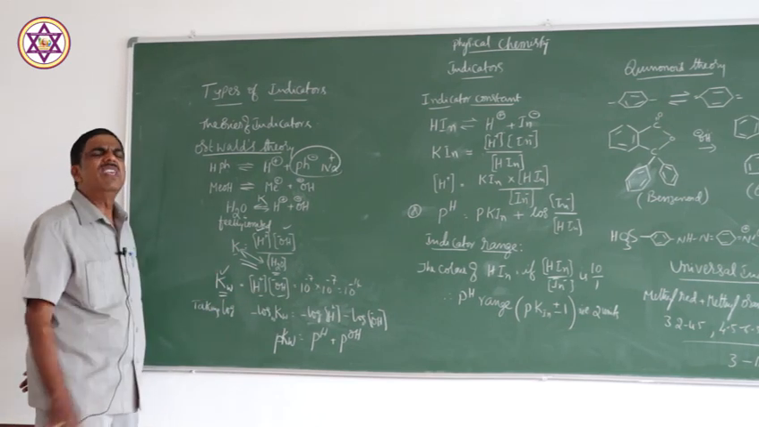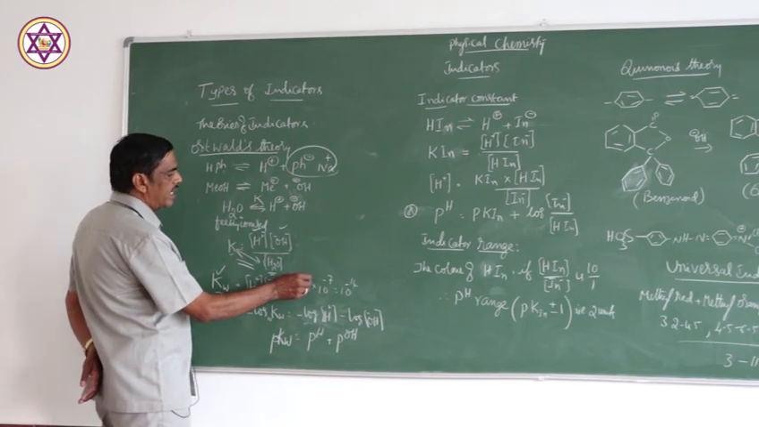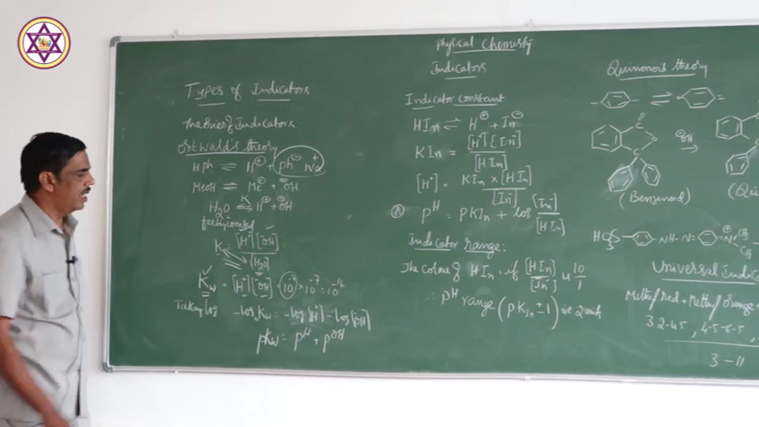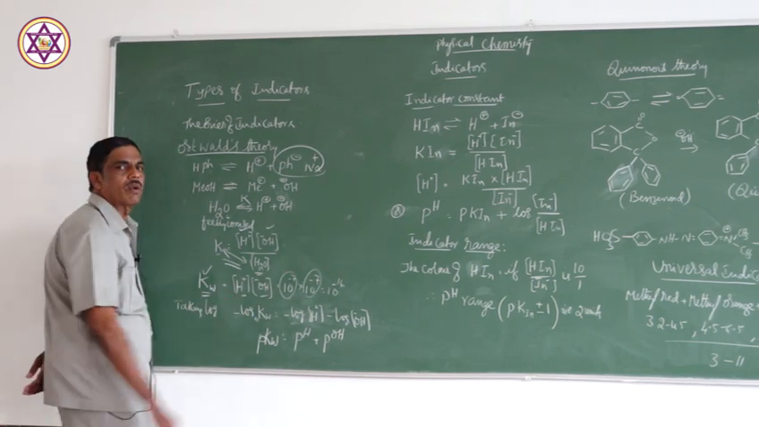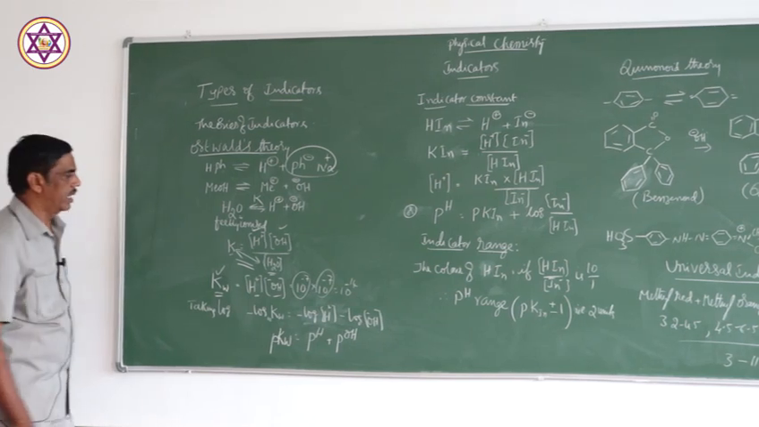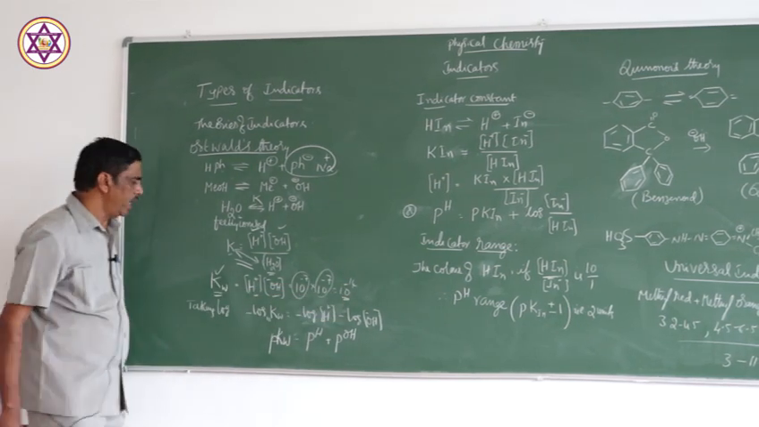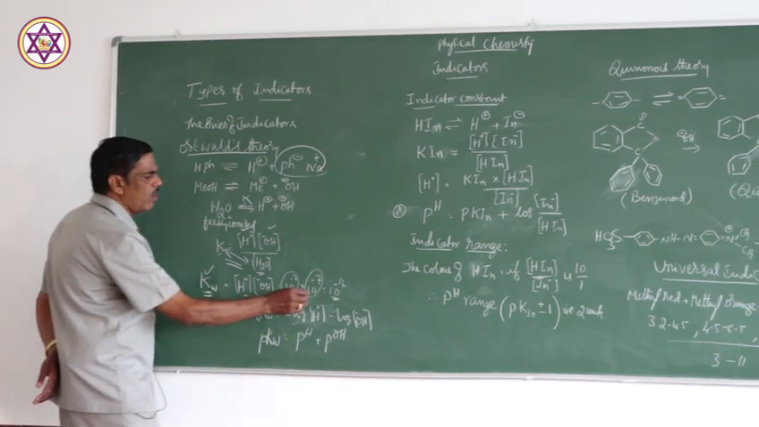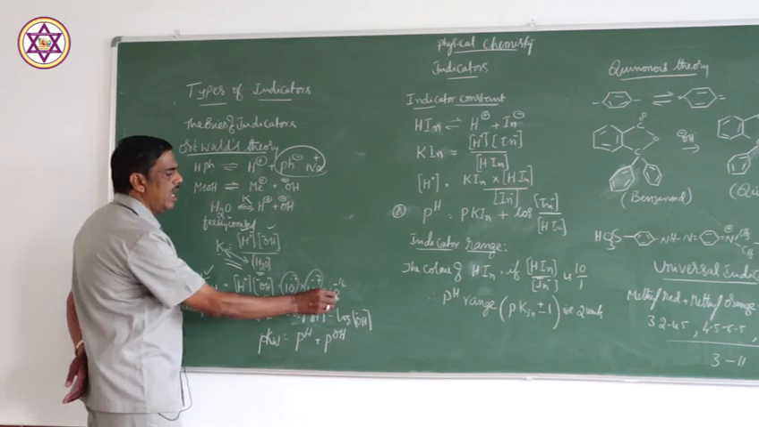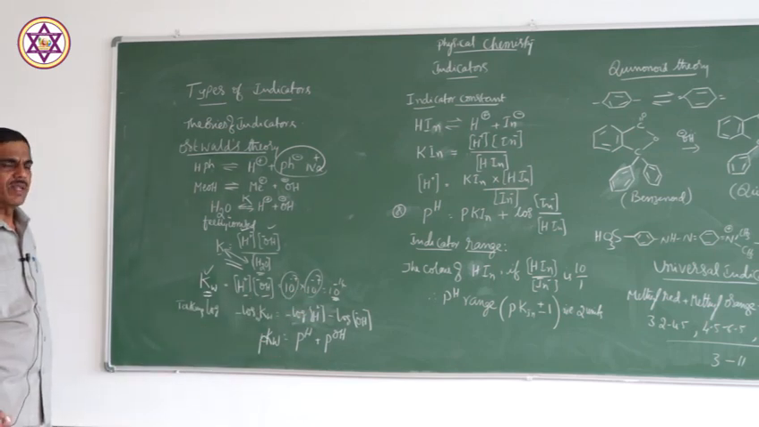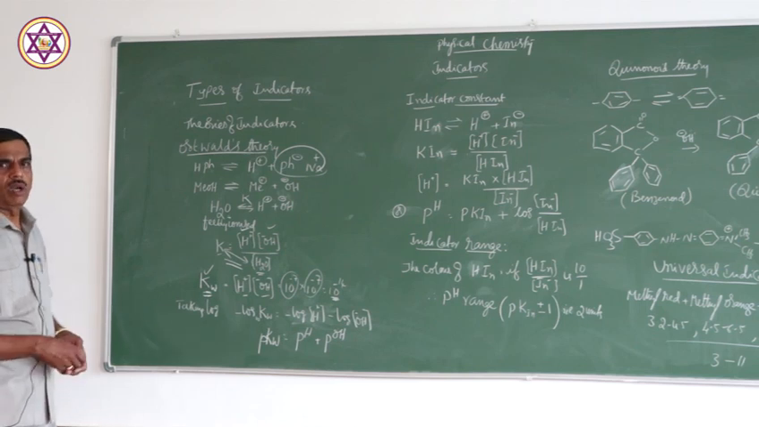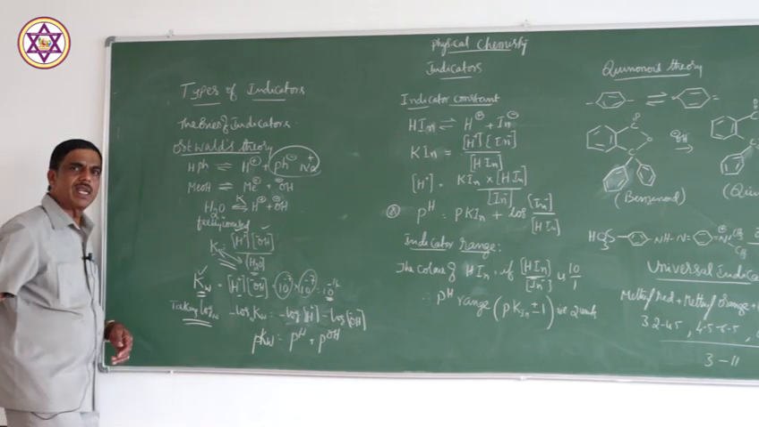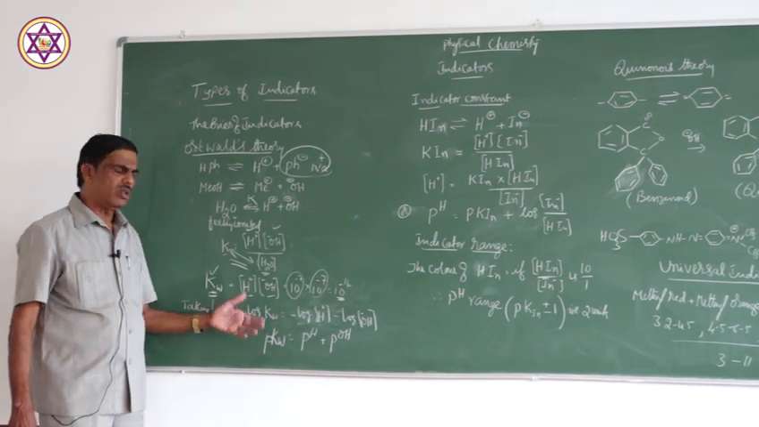Pure water is very weakly ionized. At 25 degrees centigrade, the concentration of H plus is 10 to the power of minus 7, and the concentration of OH minus is also 10 to the power of minus 7. If you multiply these two, you will get 10 to the power of minus 14. Therefore, Kw value is 10 to the power of minus 14. Since it is a very small quantity, we can convert that into a whole number by taking logarithm to the base 10.